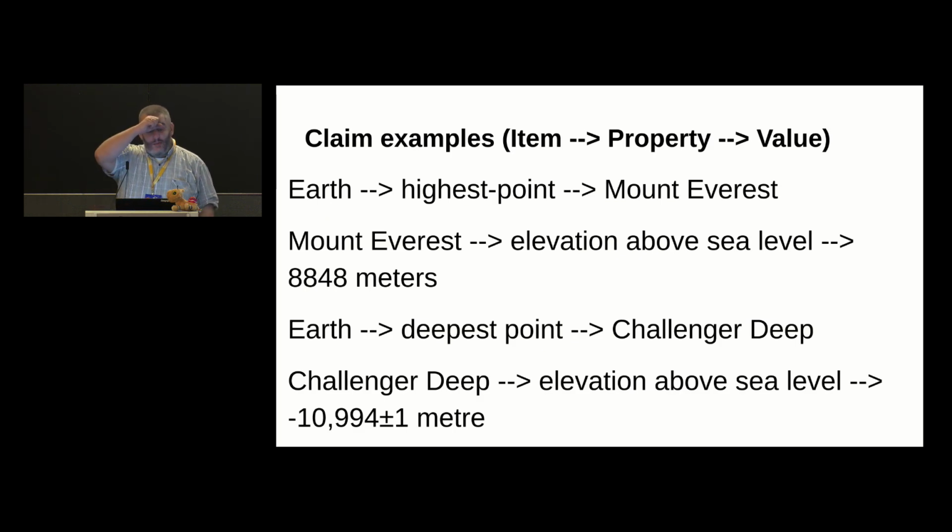Okay, so here are some examples. These are examples of claims in this triple form: item, property, and value, right? We can talk about the item Earth, the item describing our planet, right?